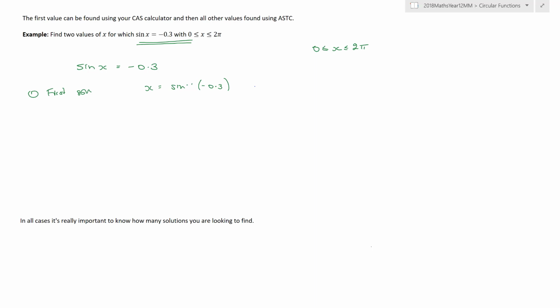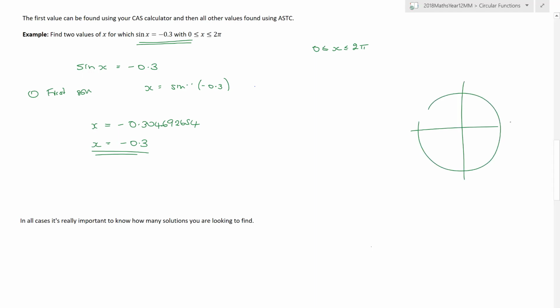Now, as it turns out, the great news is that I get my first value as equal to minus 0.3049 2654, which, to be perfectly honest with you, I'm just going to round to be minus 0.3. Now, having got my first value, what do I then do? Well, yep, once again, all stations to Canberra. So I've got sine of x is equal to minus 0.3. So my first solution is 0.3.